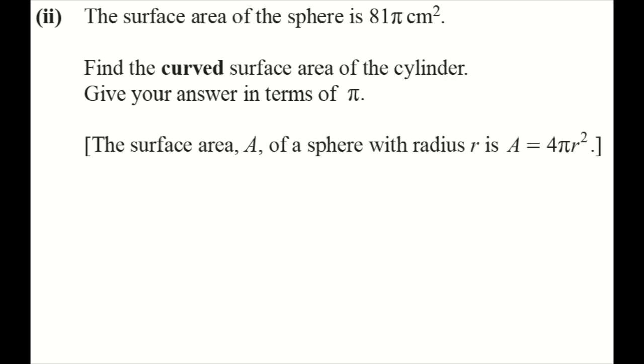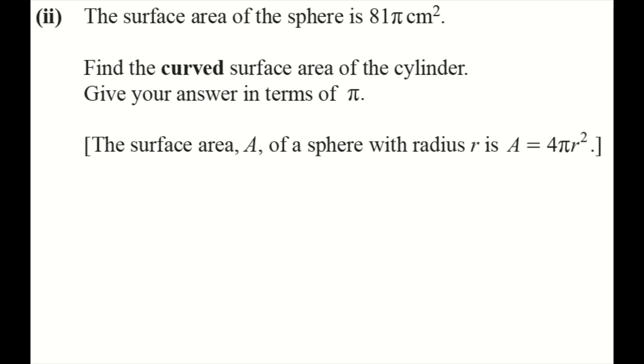And then part (b). It was stated that the surface area of the sphere is 81 pi centimeter square. Find the curved surface area of the cylinder. Give your answer in terms of pi. We have also given the formula here. So guys, don't worry about the formula. There's even a formula page there. But anyway, we proceed now.